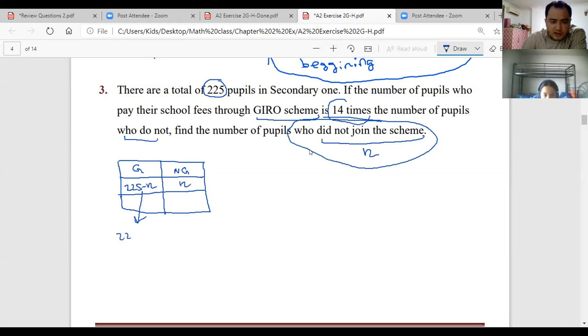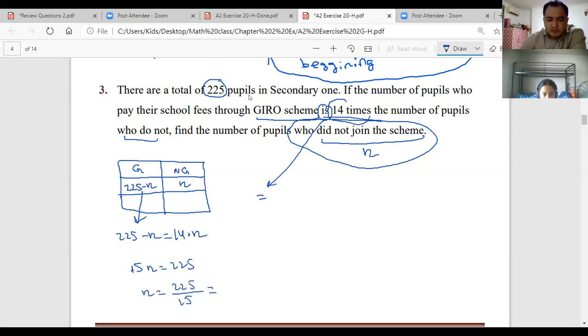This one, 225 minus n, what does it mean? It is equal to 14 times the number of people who do not join, and what is it? It is n. Just put here n. That's it. So you have to find n then. Now here we can take this n to the right hand side: 14n plus n is 15n equals 225. What is n? 225 over 15 is equal to 15. So 15 pupils did not join the team.